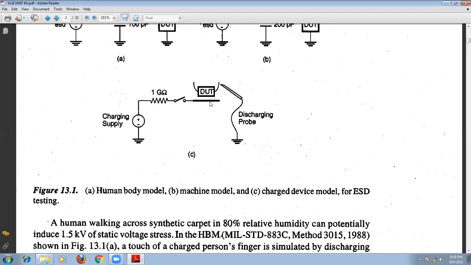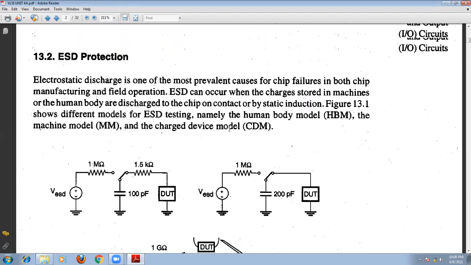So in this case, when the discharging probe touches here, suddenly whatever charge is stored in this device will be discharged. So it does not affect this device. This is the discharging device outside, to the ground. That means it goes to the ground level, outside the environment. So like this, we have three types of models.